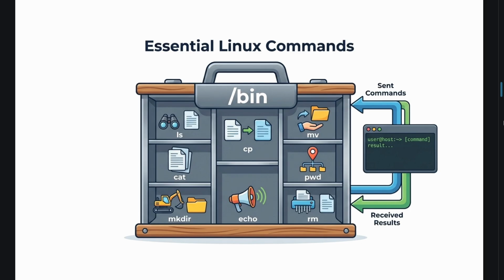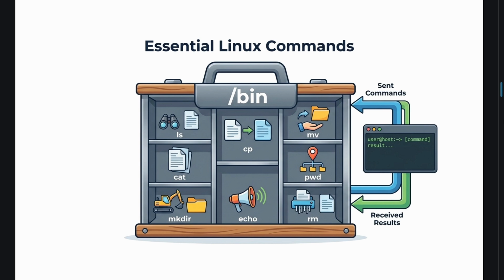The next one is the bin directory. Bin stands for binary. This folder contains essential commands that every Linux system needs. Commands like cd, mv, pwd, cat, rm, mkdir, etc. are stored in this bin directory.